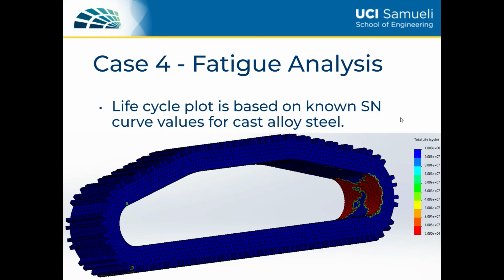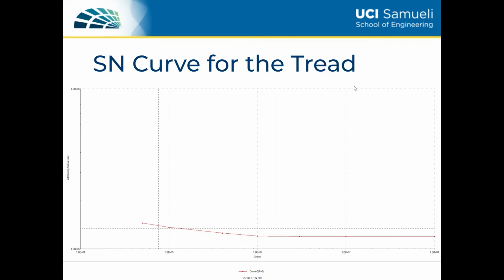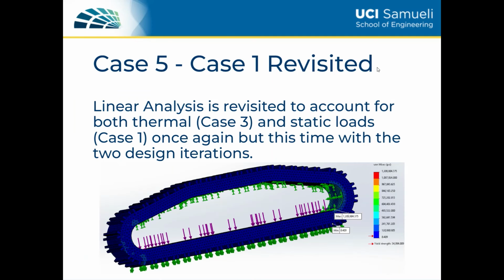For fatigue analysis, I have performed a life cycle plot that is based on known SN curve values for cast alloy steel, and here is the life cycle plot. Here is the SN curve, and with the intersection at about 75,000 cycles and 135,000 psi, this can go. For case 5, I have performed a linear analysis once again, this time with thermal simulations involved, as well as the two design iterations.